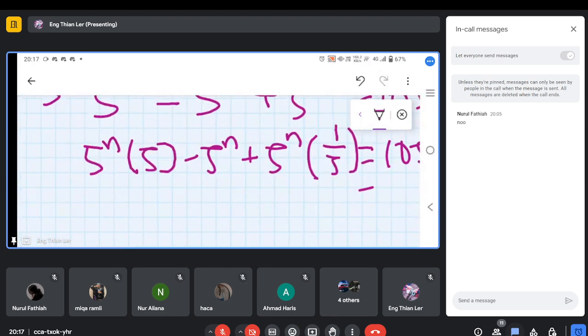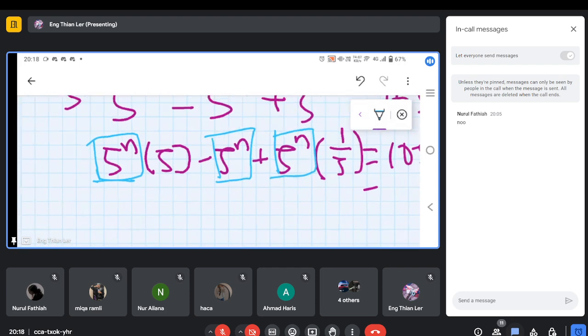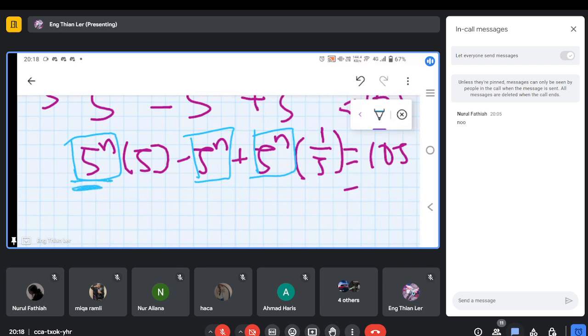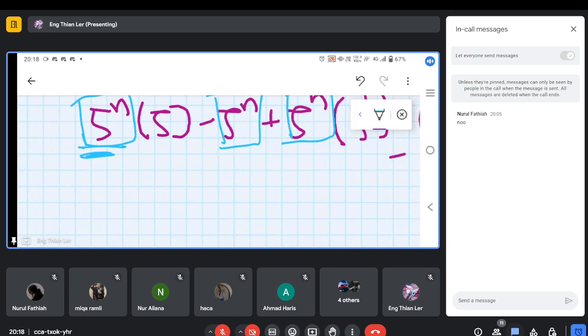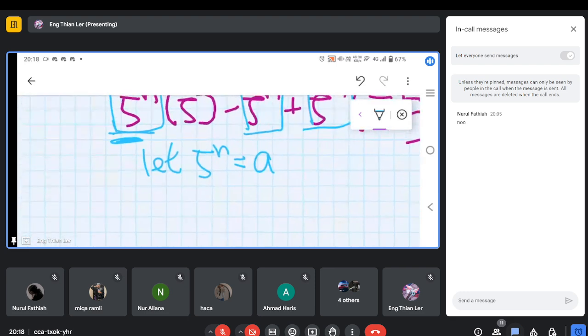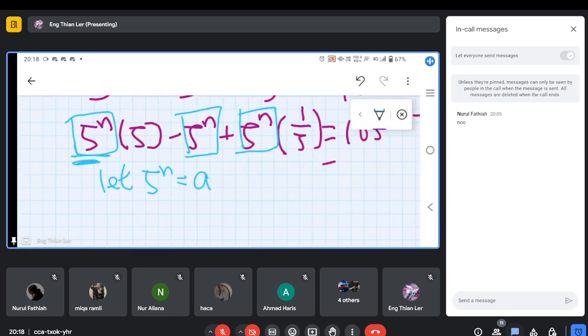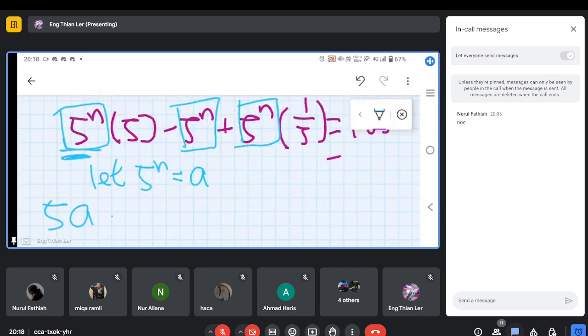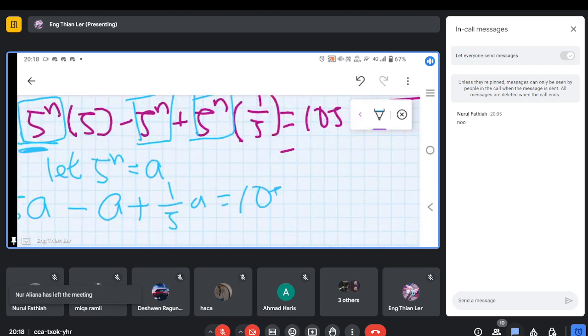Okay, so look at this. I want you to look differently this time. Look at this 5 to the power n, look at this, and look at this. Now we're going to look at this as a variable. For me, I just know, but for you all, I will let 5 to the power n equal to a, because probably it's easier for you. So this is a times 5 minus a plus a, but multiplied by 1 over 5. So 1 over 5 a is equal to 1 over 5.